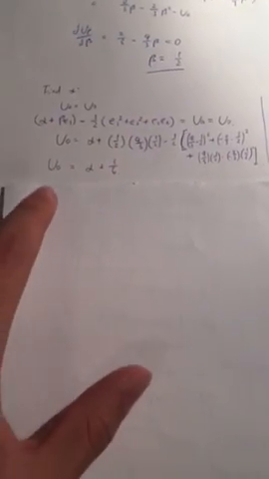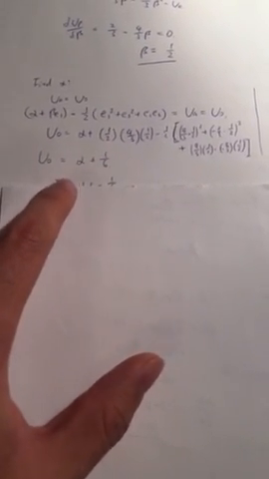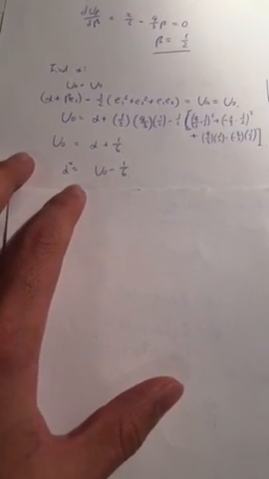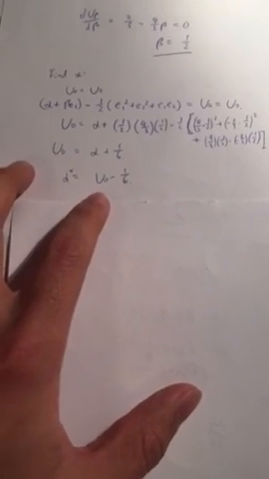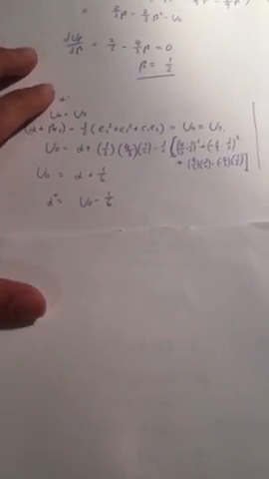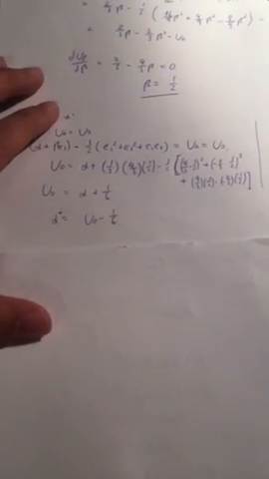This is the whole thing. So we get U0 equals alpha plus 1/6, and rearranging, we get alpha is equal to U0 minus 1/6. And these two together will be the incentive scheme that will maximize the principal's utility function.